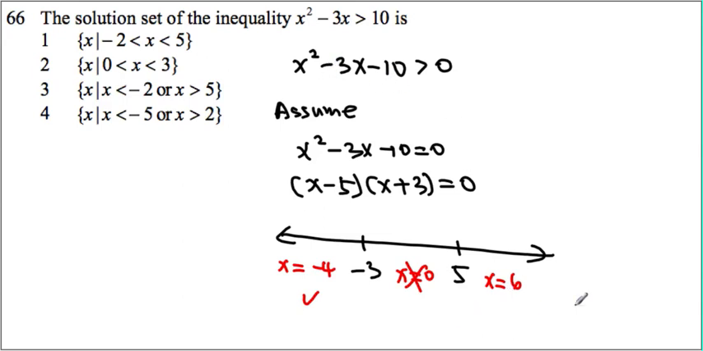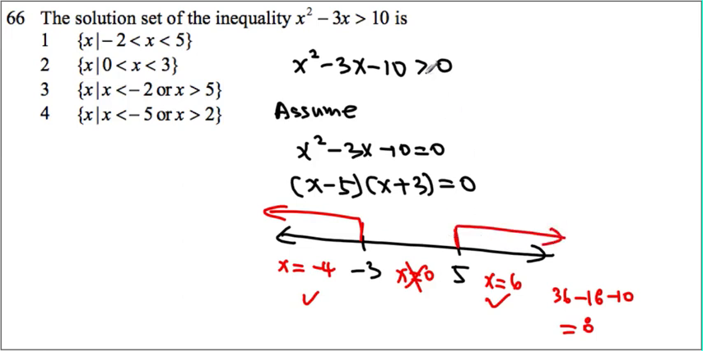Let's try to do it together actually. 36 minus 18 minus 10. Yes, we end up getting 8. 8 is a positive number. Therefore, this is what we are looking at. So therefore, our answer will be on these two outer sections. Since I don't have the underline equal to, therefore I'm going to have an open circle in both cases.